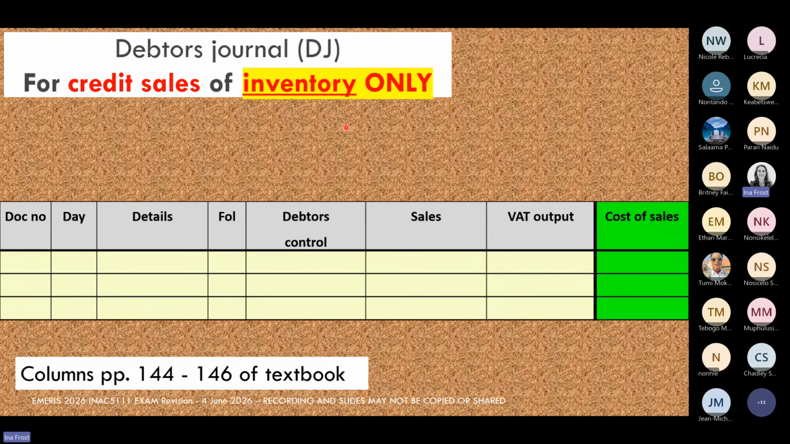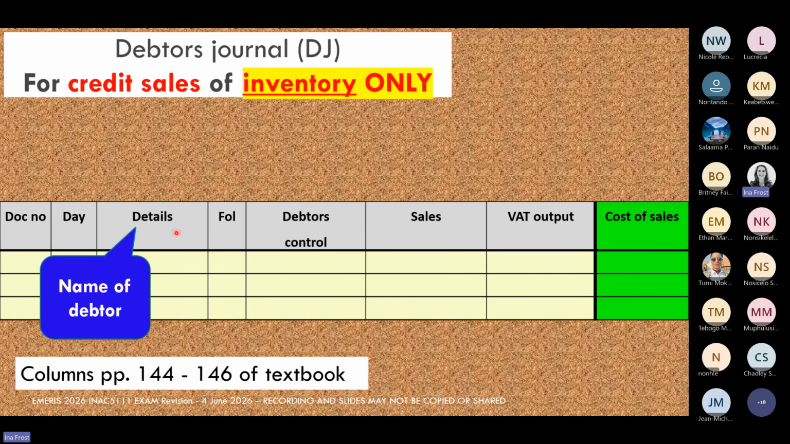Then for your Debtors Journal, we're specifically looking now for the credit sale of inventory. That's what we're going to record. And if you want to follow alongside me again in your textbook, you can turn to page 144 up to 146, where we deal with the Debtors and the Debtors Allowances Journal. So again, let's have a look. What do we have to put into all of these columns?